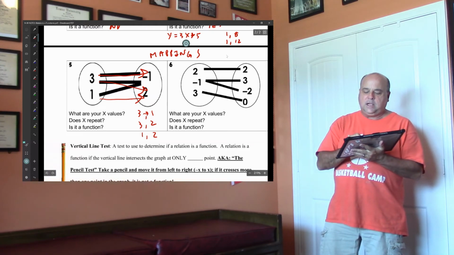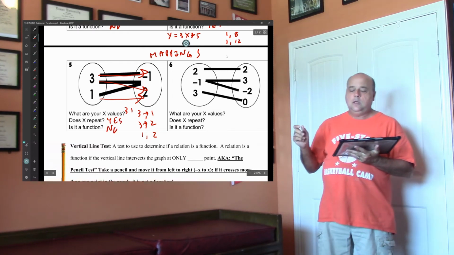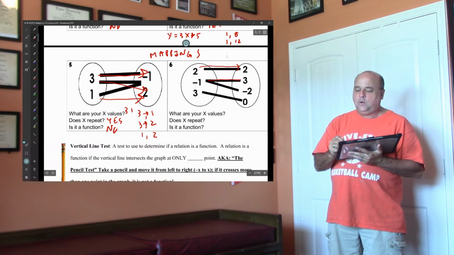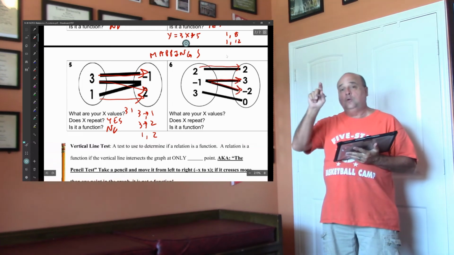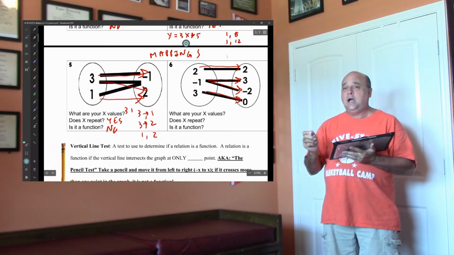But this 3 is repeating, right? Your x values are 3 and 1. Does the x repeat? Yes. Is it a function? No. Okay, look right here. The 2 goes to the 2. The negative 1 goes to here and here, right? So you're putting negative 1 in that equation and getting 2 answers, aren't you? That will not work, will it?